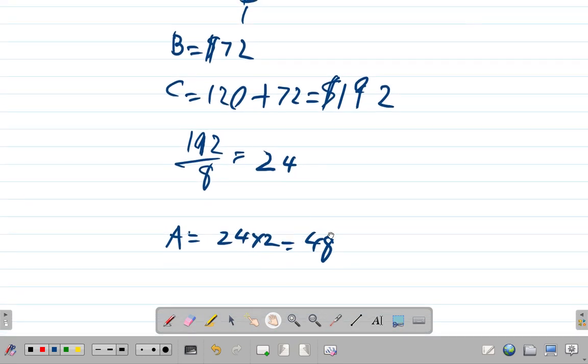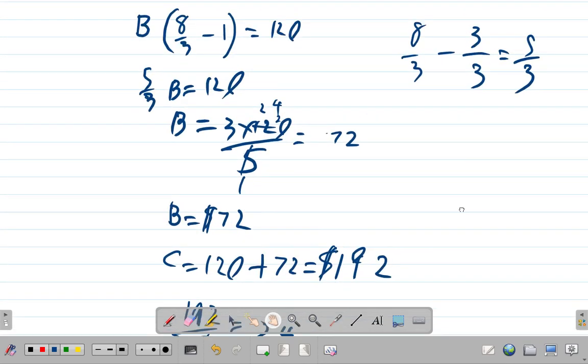If you multiply 48 by 4, you should get what C got. 48 by 4: 4 8s are 32, bring down 2, carry 3, 4 4s are 16, 17, 18, 19, 192. You see that? But anyway, what did they ask us for again?